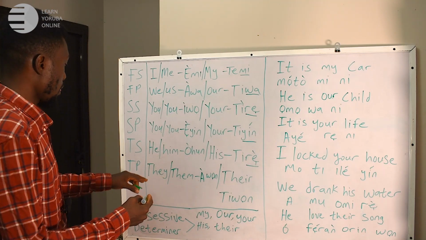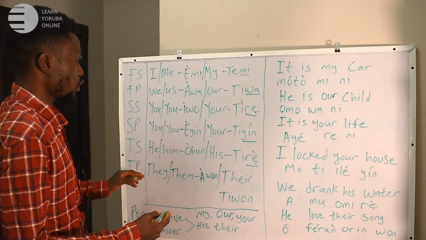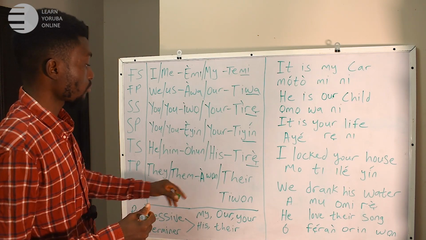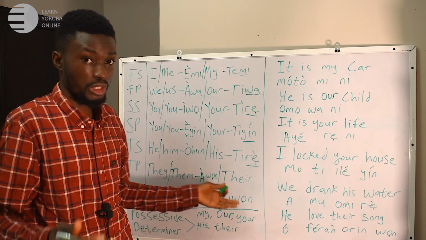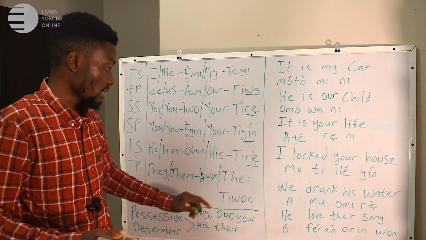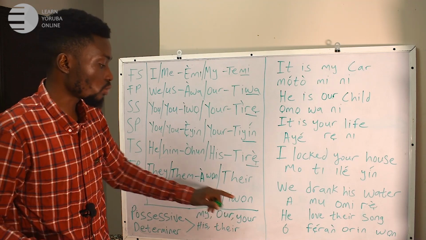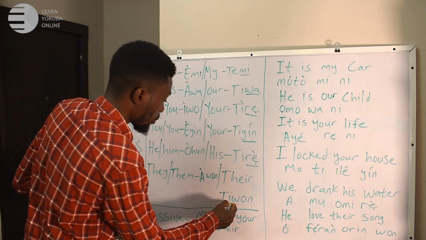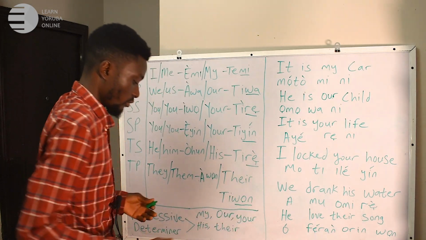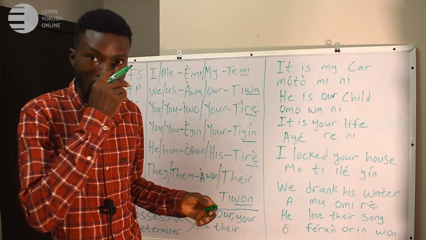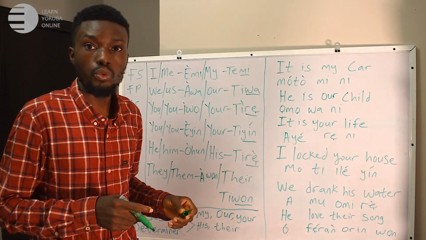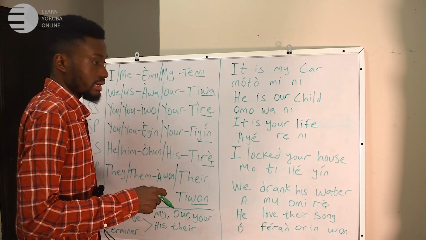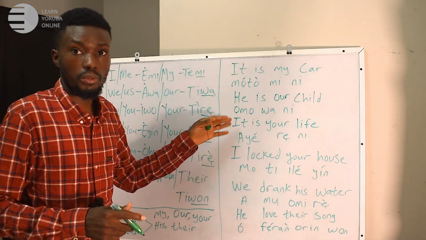And we also have they and them, which is third person plural, and in isolation it is àwọn. But when we want to use it as a possession, it becomes theirs, and theirs in Yoruba is tiwọn. And when we want to use it as a determiner, we use it as wọn. So now let's get to the examples, and you will understand more about what we're trying to do here.